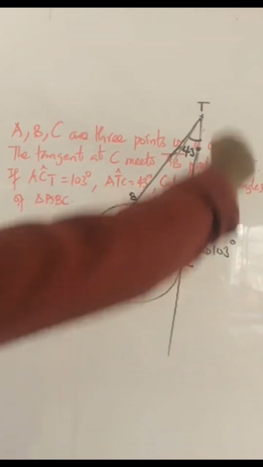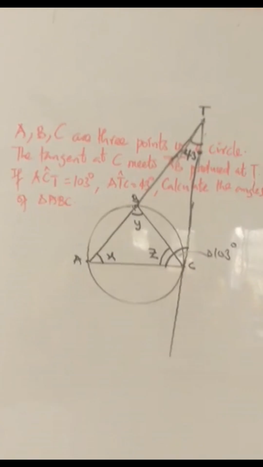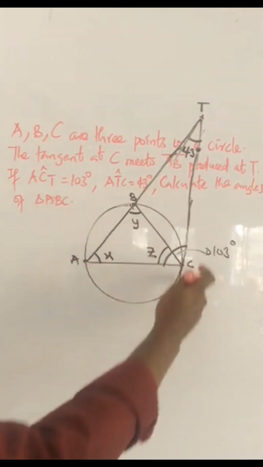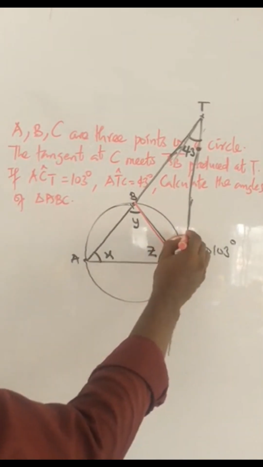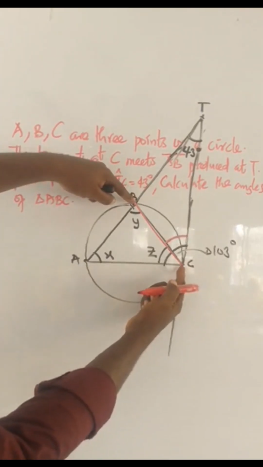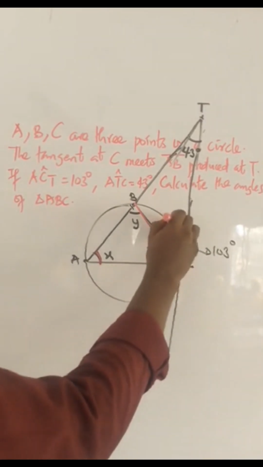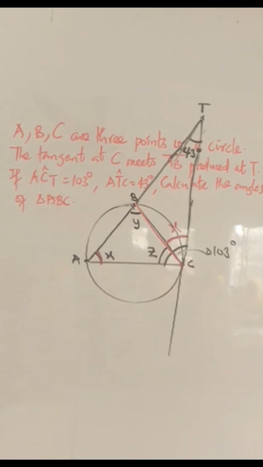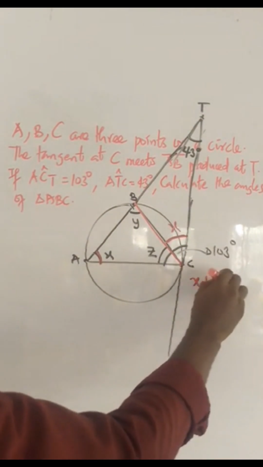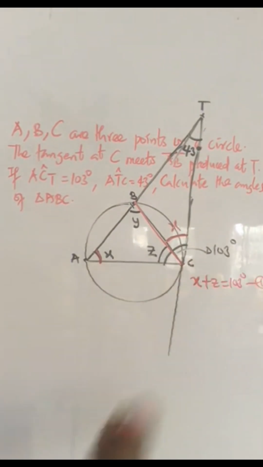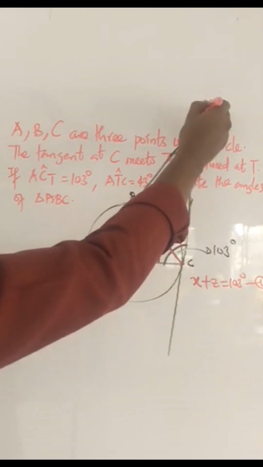Now, anytime you have a tangent, go and look for the angle in alternate segment. So let's find it out. For this tangent here, let's take this chord. So this is a segment. This angle here must be equal to the angle in the alternate segment, which is this X. So if this angle here is X, this angle here must also be X. And we are told that the whole of this angle is 103. So X plus Z equals 103. Equation 1.